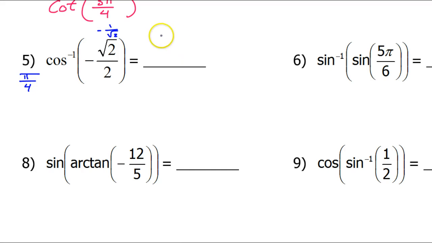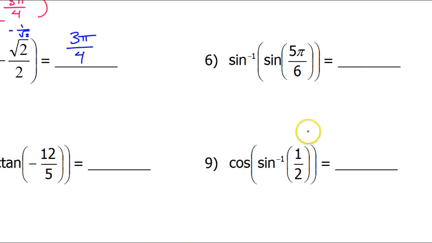So that's it. That's the answer. It's 3 pi over 4. Okay, let's look at number 6. I'm going to work from the inside out.